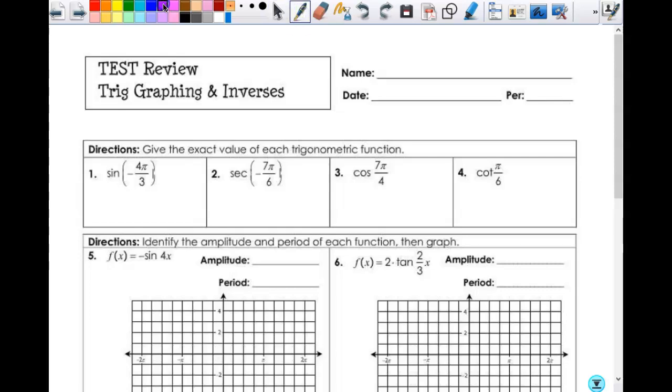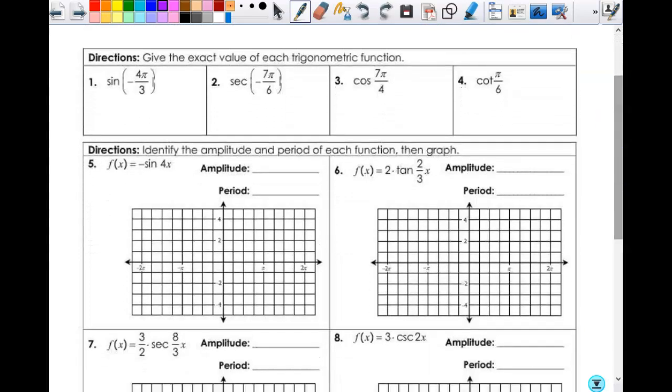Okay, so here is the key to your review. These first 4 questions are just simple unit circle questions. I want the sine of negative 4 pi thirds. So negative 4 pi thirds puts me in the second quadrant. Sine is positive in the second quadrant. This is a positive square root of 3 over 2.